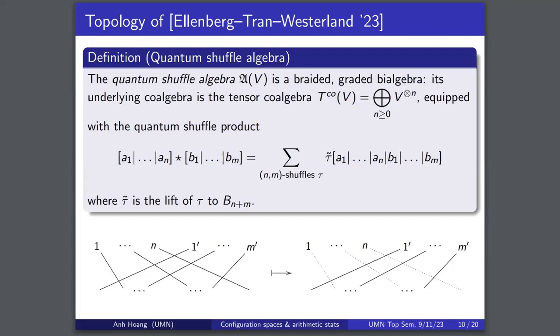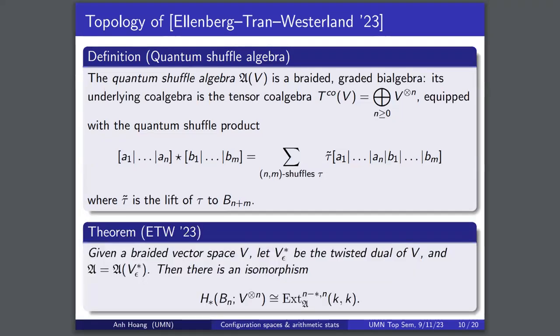So the multiplication will sum over all (n,m) shuffles tau, where you have the lift of tau acting on this concatenation. So what is an (n,m) shuffle? An (n,m) shuffle is a permutation of n plus m points such that I preserve the order on the n and the m parts. You can see that by these arrows. And the lift we're using is basically lifting all of the strands from the right to the left up and all the others behind. So this is the standard lift of this shuffle, and we're summing over them for the product.